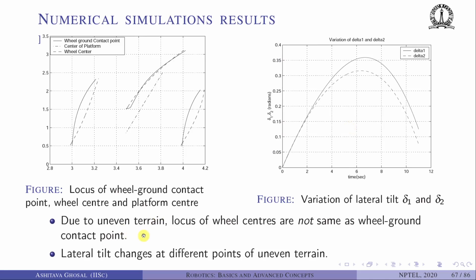Again, due to uneven terrain, the locus of wheel centers is not the same as the wheel ground contact point. If the wheel was rolling on flat terrain, straight or taking a turn, the wheel center and the contact point should be on top of each other. If you are looking from the top, they should be along the same trajectory. Again, the lateral tilt changes at different points of the uneven terrain, as expected.